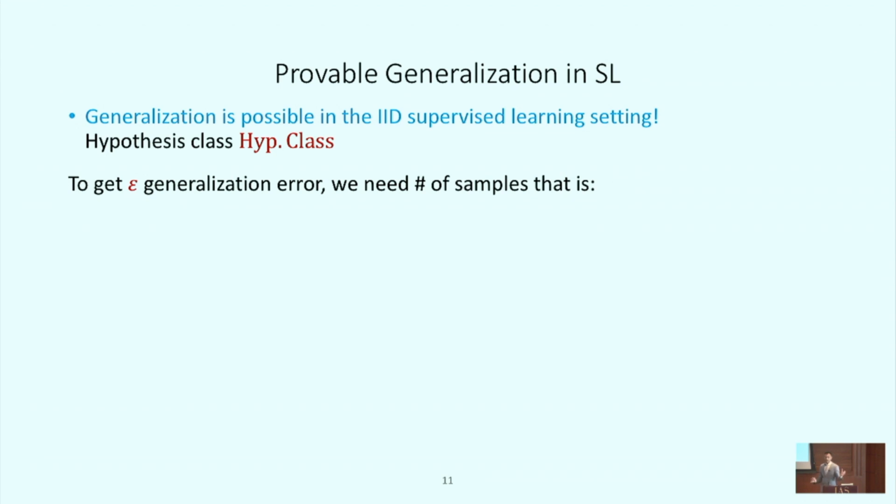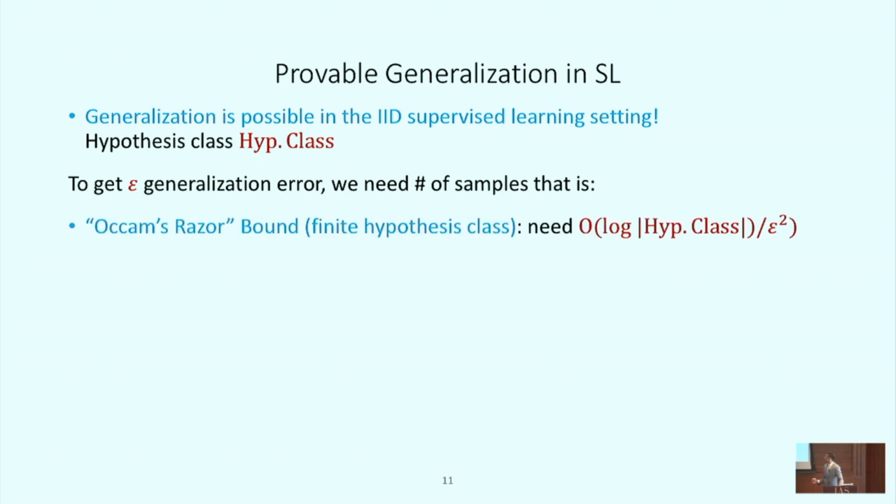This is the setting where we get data in some IID manner. Okay, and we're going to have some hypothesis class. And the goal is to try to get some small number of samples so that we'll do well on new data. Okay, that's a classic generalization question. And suppose we want our generalization error to be epsilon. Okay, so the starting result here is what's sometimes known as this Occam's razor bound.